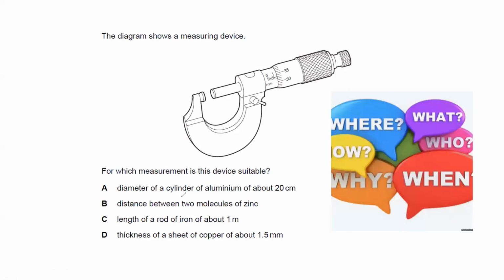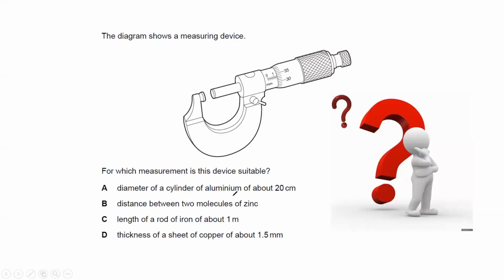When you check the values, the diameter of the cylinder of aluminium is about 20 centimeters. If you multiply by 10, it will be 200 millimeters. That's too big for this, so that's not right. The distance between two molecules will be very small. It cannot measure the distance between atoms or molecules.